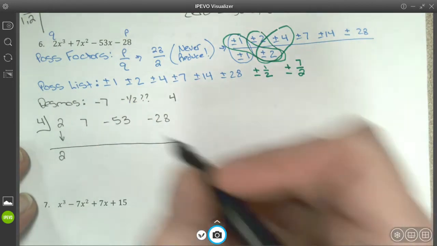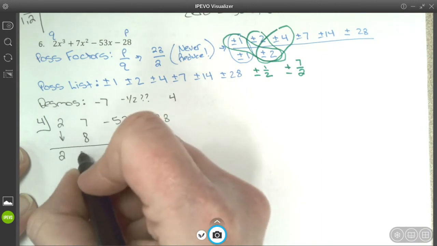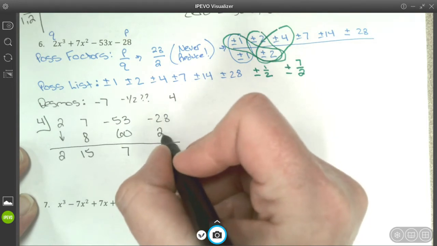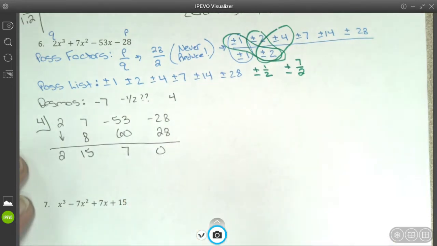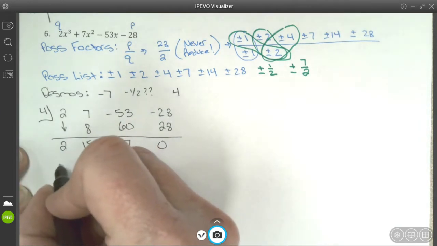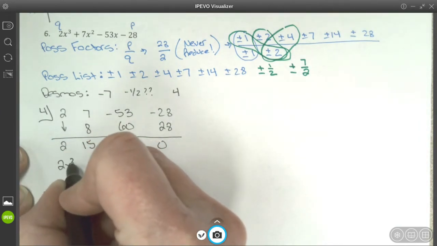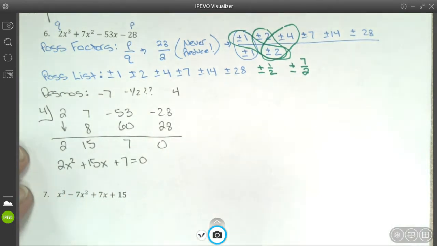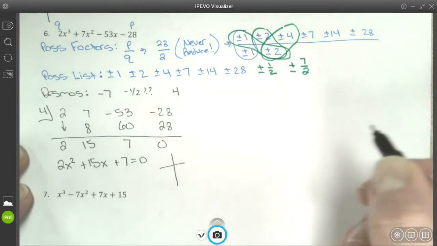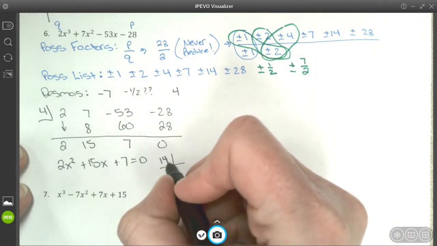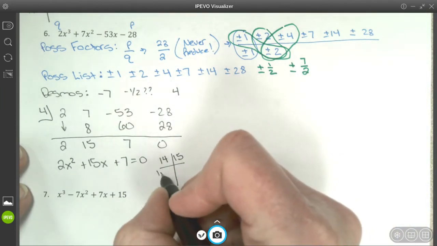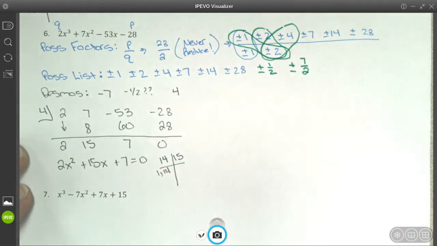Bring your first one down, and then multiply, add, multiply, add, multiply, add. Put your variables back in, so that gives me 2x squared plus 15x plus 7 equals 0. So once you get it down to a quadratic, then you want to make an ACB chart and factor this. I need factors of 14 that add up to 15. So I'm going to use 1 and 14.